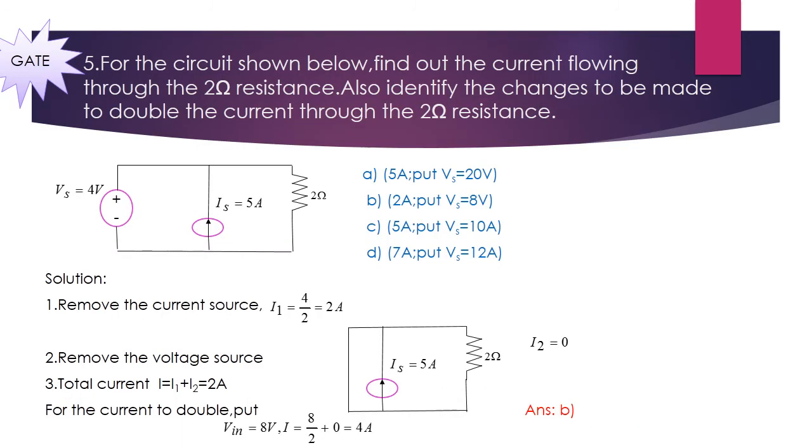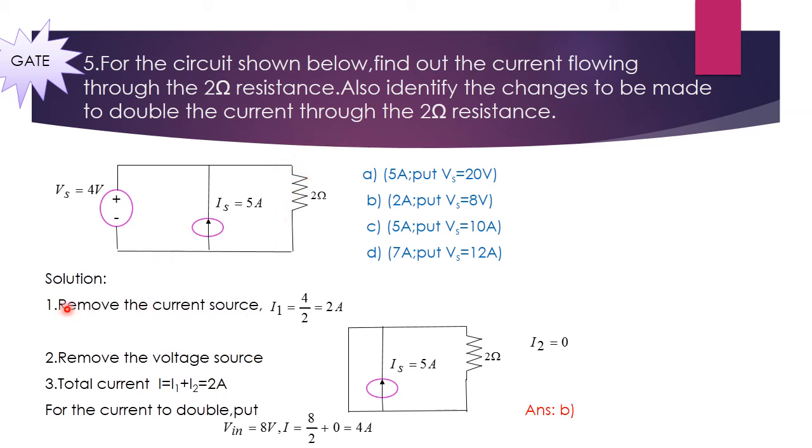So next question. Here we have to understand the question clearly. For the circuit shown below, find the current flowing through the 2 ohm resistance. Also, identify the changes to be made to double the current through the 2 ohm resistance. So here two things we have to calculate. One is the current flowing through the 2 ohm resistance, and we have to identify the changes to be made to double the current flowing through it.